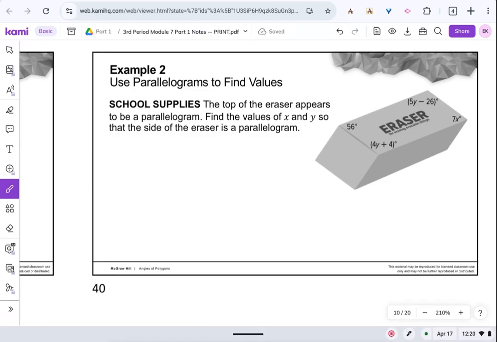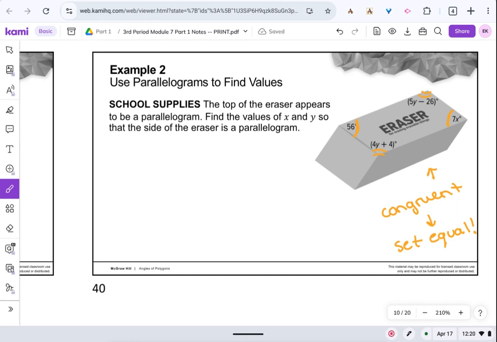So we know that opposite angles are congruent. So where this 56 is, that's congruent to where the 7x is, and where that 5y minus 26 is, that's congruent to where the 4y plus 4 is. We need to set up two separate equations. And again, we talked about this last week, but remember, when something is congruent, we set them equal. Congruent always means setting equal in an equation.